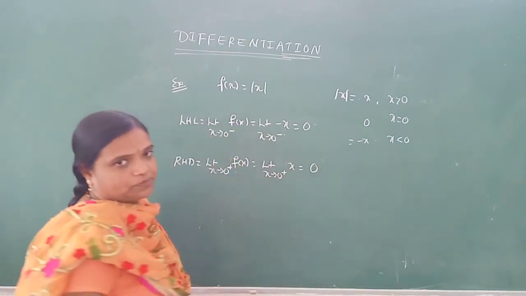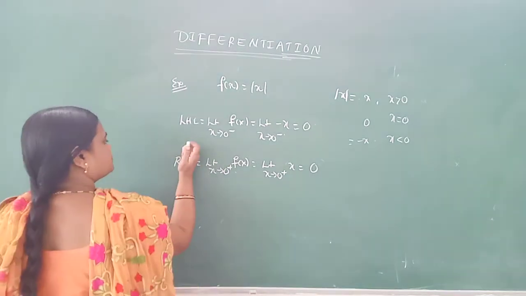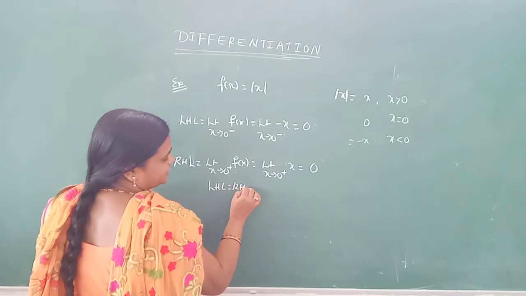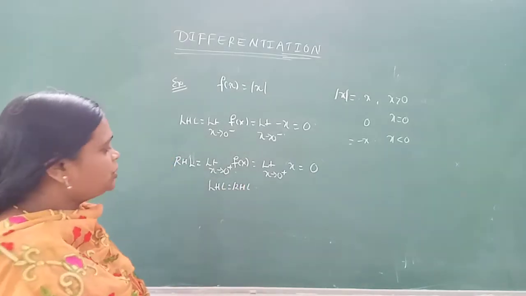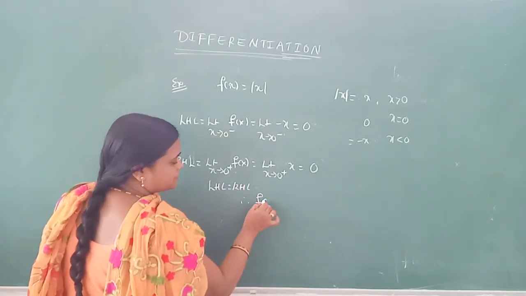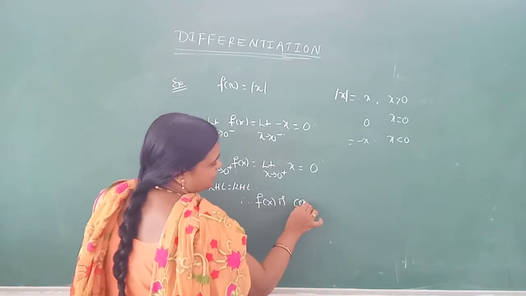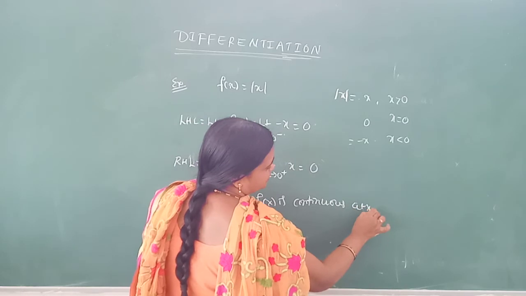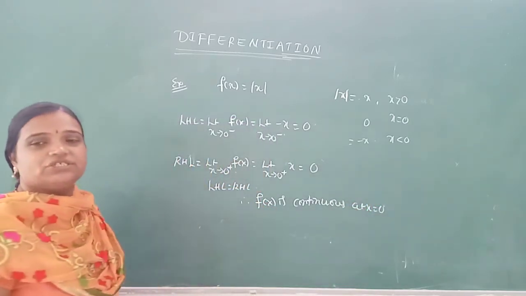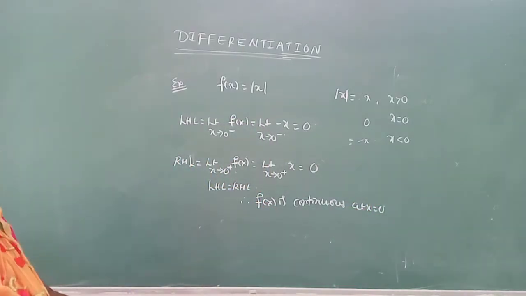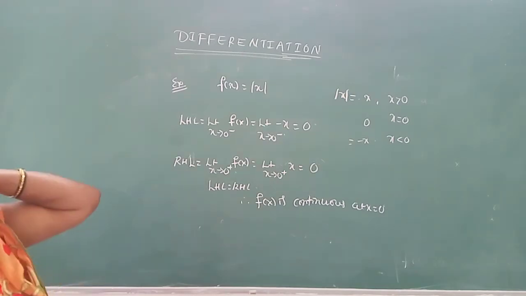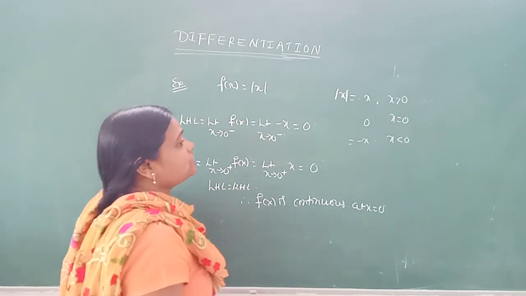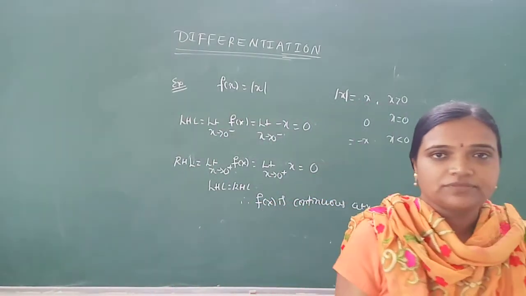Substituting 0, means left hand limit is equal to right hand limit. Therefore, what does it represent? f of x is continuous at x equal to 0. The function is continuous at x equal to 0. Means we proved function f of x is continuous at x equal to 0, but we have to verify whether the function is differentiable or not. Correct.